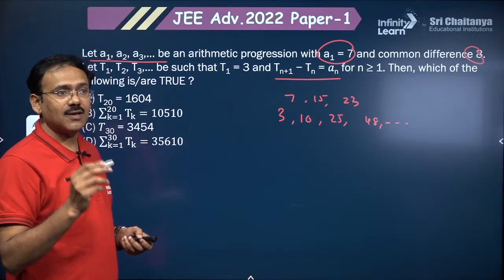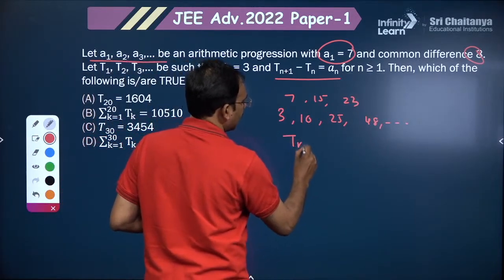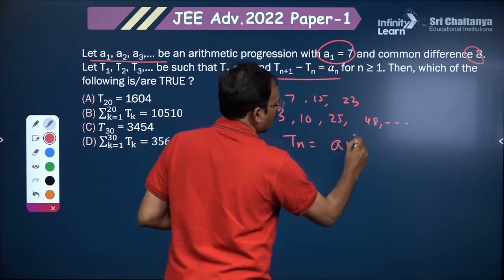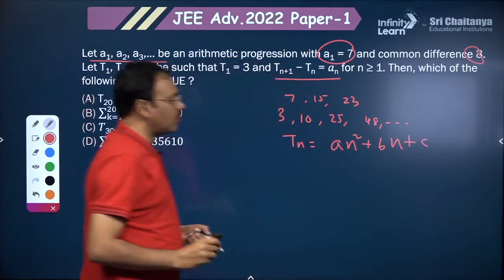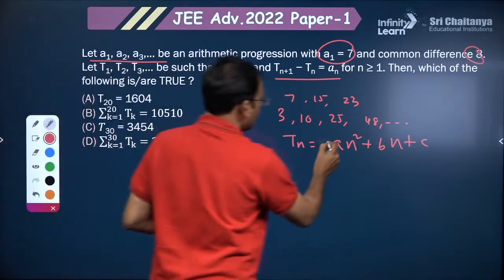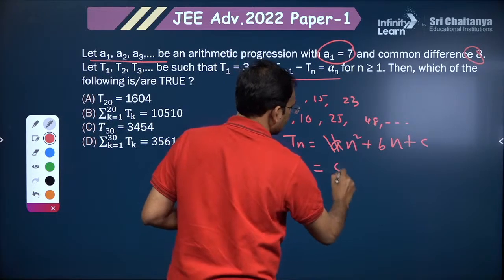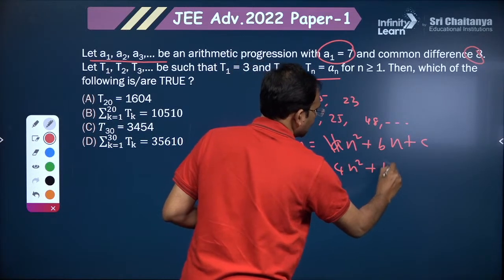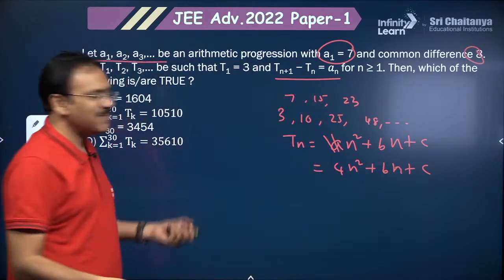If the first differences of a pattern are in AP, its nth term is going to be an square plus bn plus c, where a is half of the common difference. The common difference is 8, so a is 4. This is 4n square plus bn plus c. If you can find b and c, the problem is done.